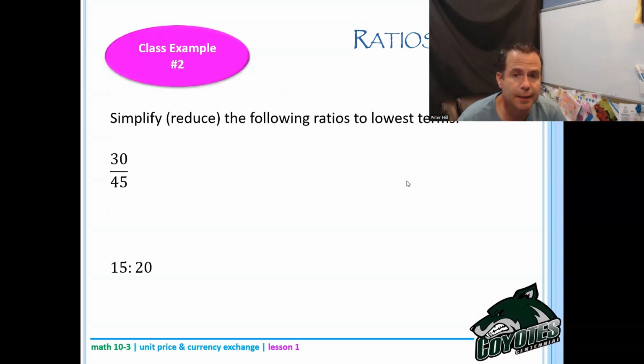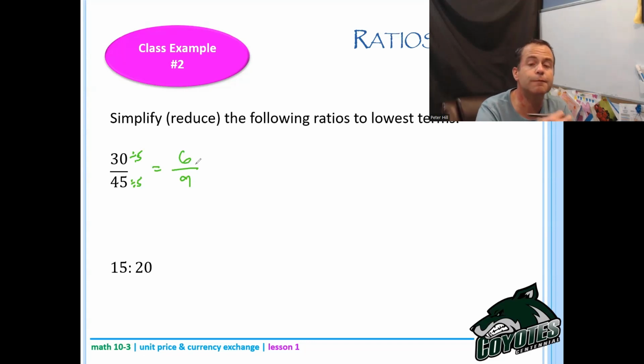All right, so class example number 2, we're going to simplify or reduce the following ratios to lowest terms. Let's start with the 30 over 45 that you see. I need to find a number that I can divide both of them by. You may right away say, oh, I know, it's 5. Let's try that. Divide by 5, divide by 5. 30 divided by 5 gives me 6, and 45 divided by 5 gives me 9. And that's perfect. That is a great simplified version, okay?